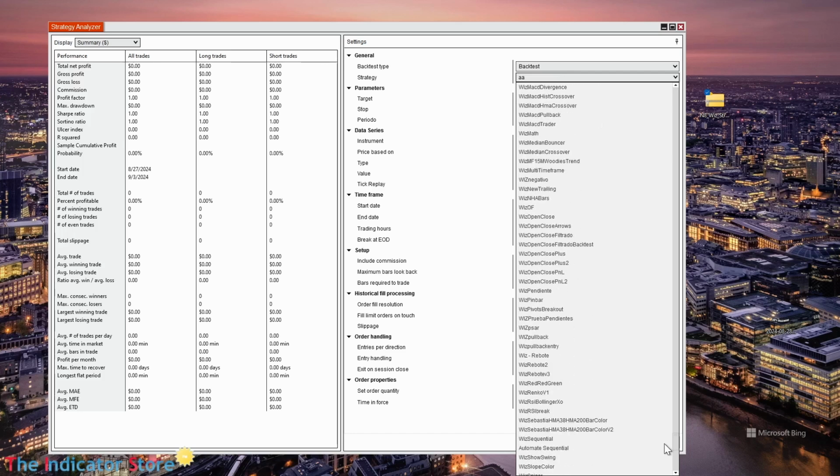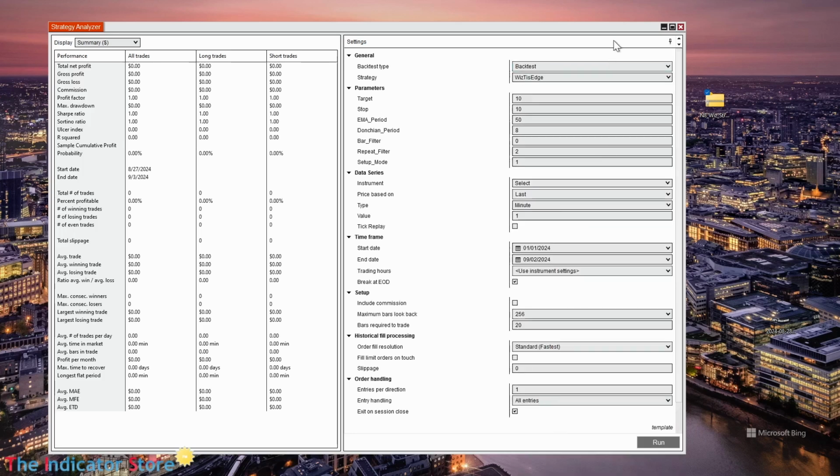Let me check here. This one. So here we have the parameters, the repeat filters, and the setup selection. For the setup, option one is when the market is approaching the line, two is when the market is going away from the line, and option number 3 is whatever happens first. When we have a bar pattern on any of the setups, then we have a signal.